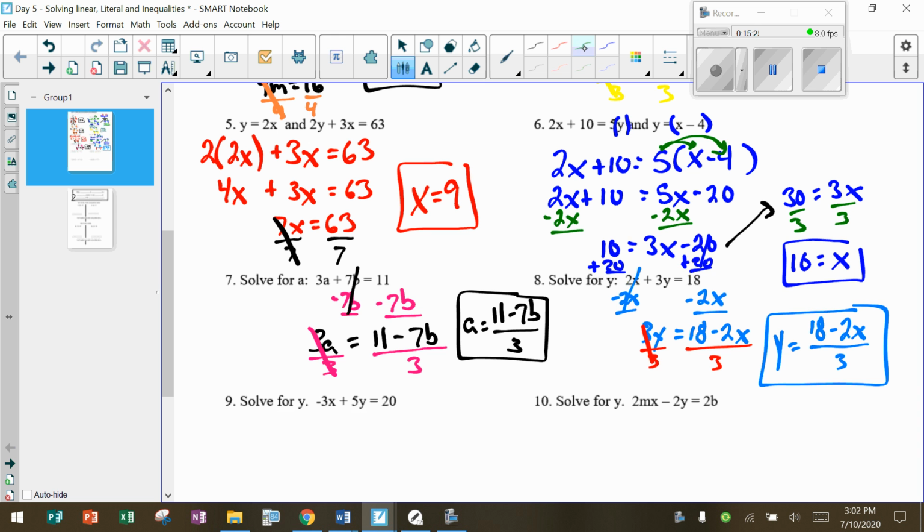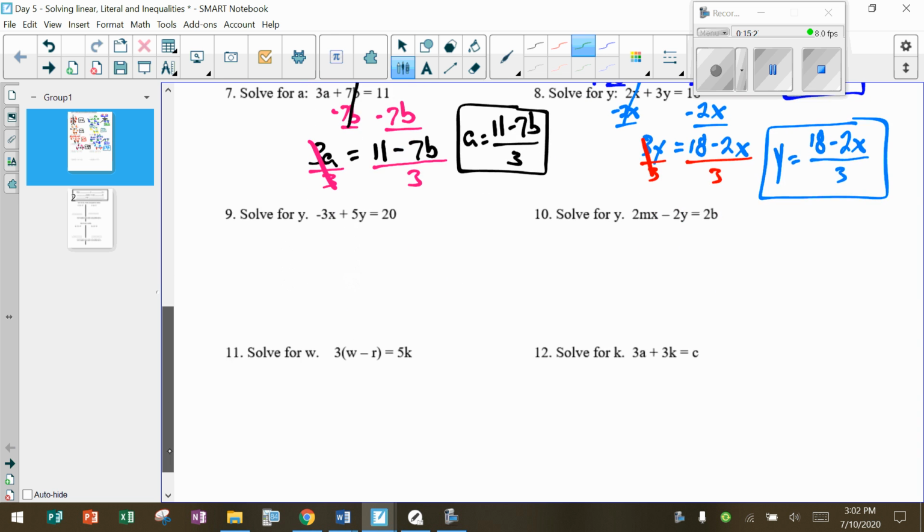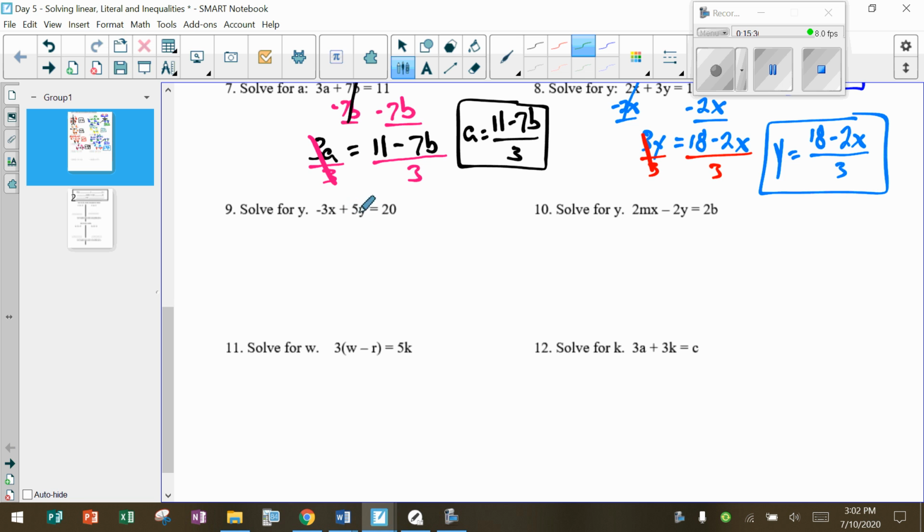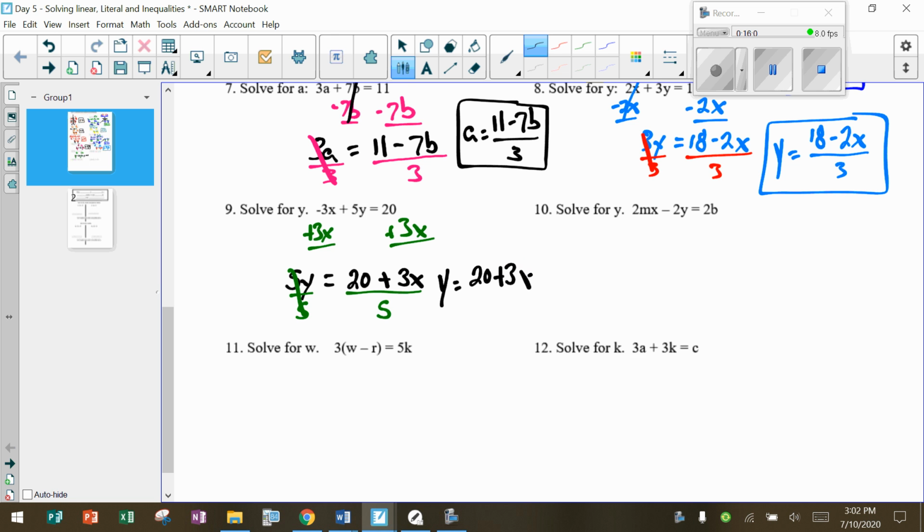All right, number 9. Solve for y again. In order to get the y alone, I want to do the opposite to get rid of the negative 3x. The opposite of negative 3x would be plus 3x. So I'm going to do plus 3x on both sides. Once I have that taken care of, I have 5y left over. And then I have 20 plus 3x. To get the y by itself, I divide out the 5 and just put this whole side divided by 5. And there's my answer. Once y is alone, 20 plus 3x over 5, then I have my answer.